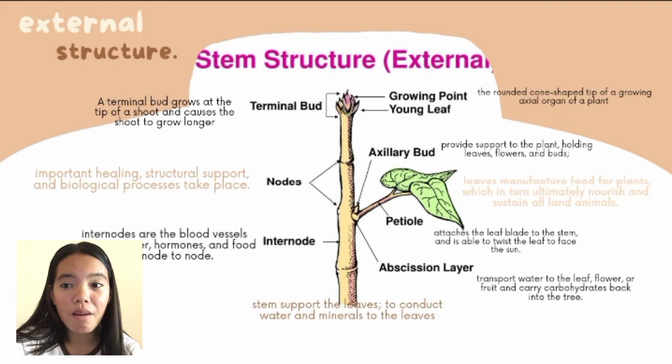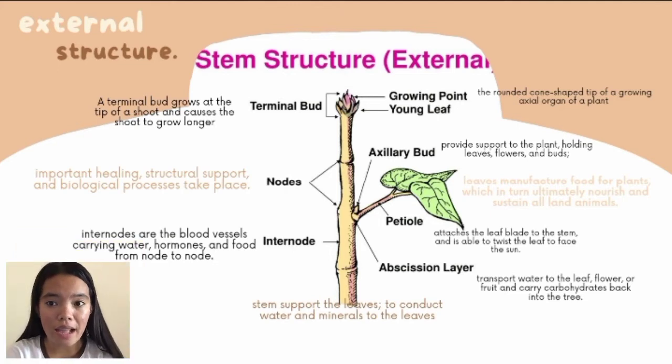An axillary bud is usually found in the axil, the area between the base of a leaf and the stem, where it can give rise to a branch or flower. The terminal bud grows at the tip of a shoot and causes the shoot to grow longer.